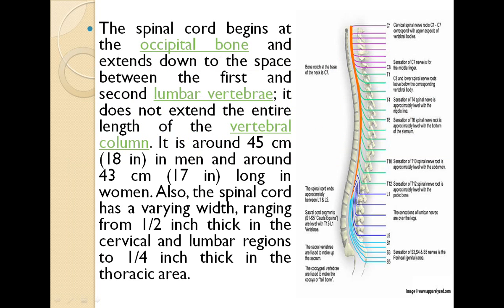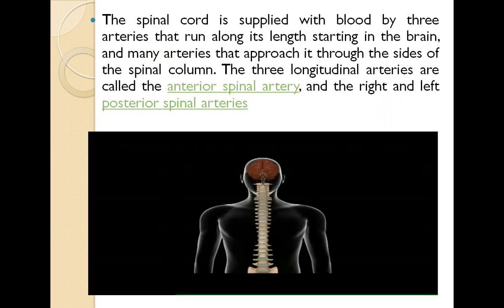The spinal cord begins at the occipital bone and extends down to the space between the first and second lumbar vertebrae. It does not extend the entire length of the vertebral column. It is around 45 centimeters in men and around 43 centimeters long in women. Also, the spinal cord has a varying width ranging from a half-inch thick in the cervical and lumbar regions and 1/4 inch thick in the thoracic area.